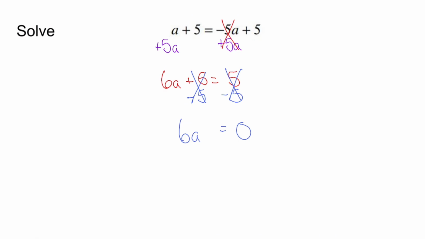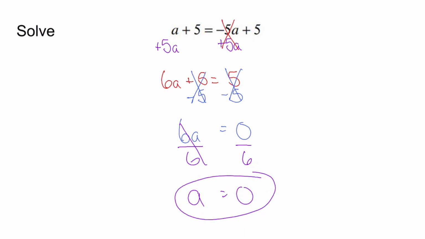Now before you freak out and say, we did something wrong, no, you didn't. Divide both sides by 6 because 6 is being multiplied to a, so you divide both sides by 6. Right? That crosses out. The a drops down, and 0 divided by 6 is 0. 0 is an answer. You're allowed to get it, and we just did. Okay, so that's our guy. A is 0. Bada bing.